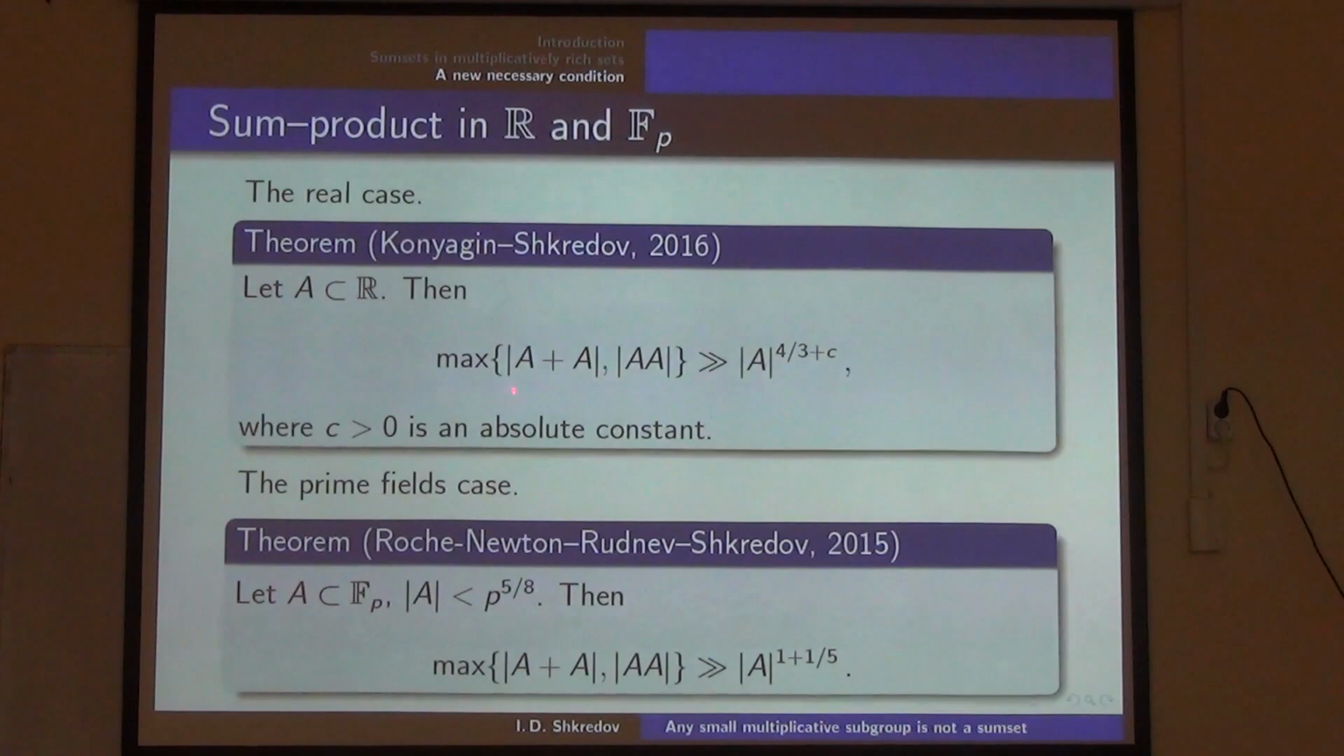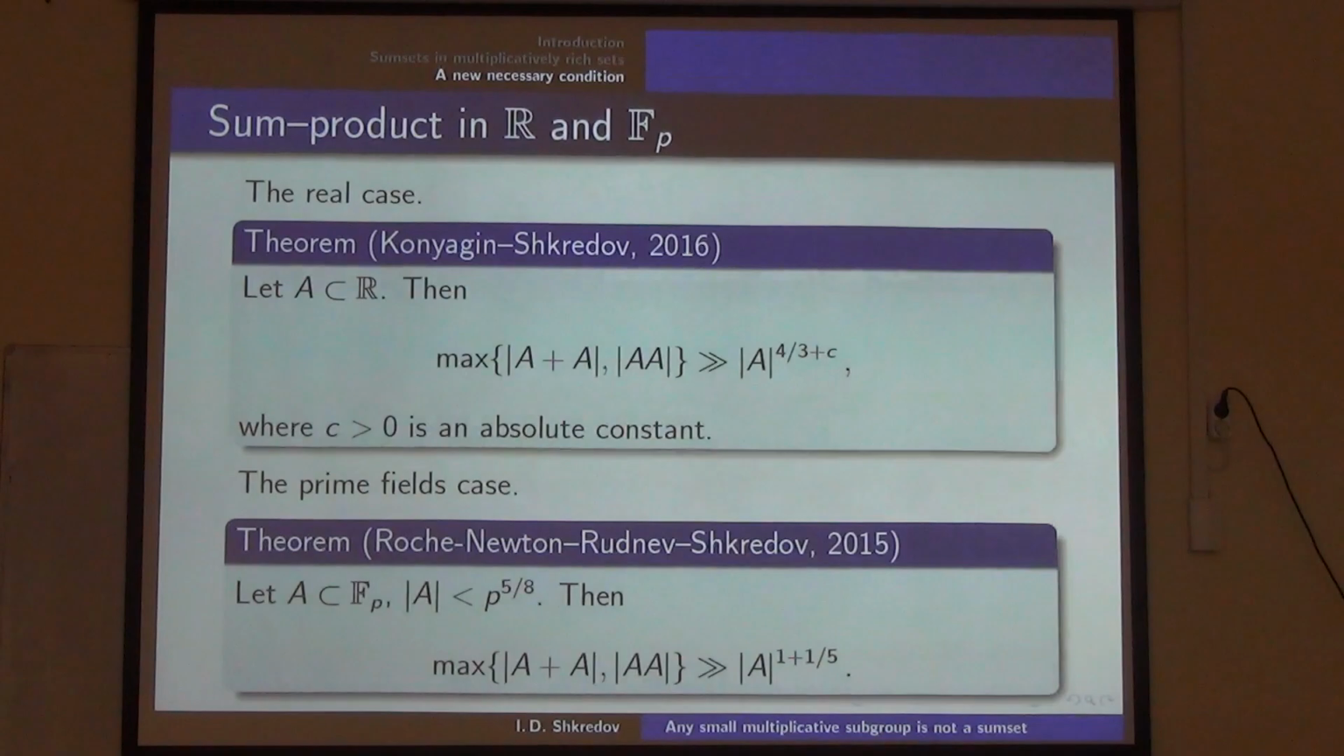We proved that the maximum of these two is greater than |A| to the power 4/3 plus c. Of course, R has no subring, so you do not need to consider this third situation, the intersection of A with a subring. So just this maximum is growing. And in prime fields, we have a similar result.